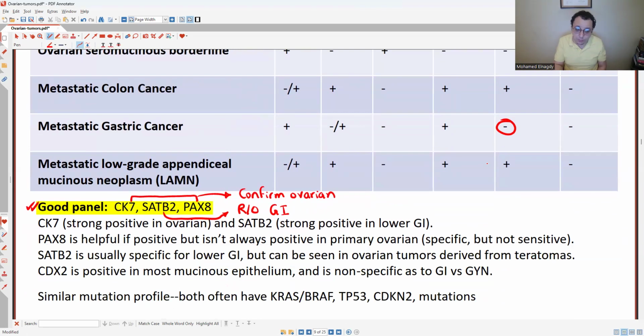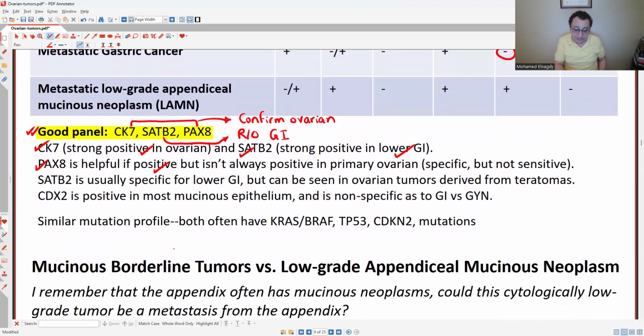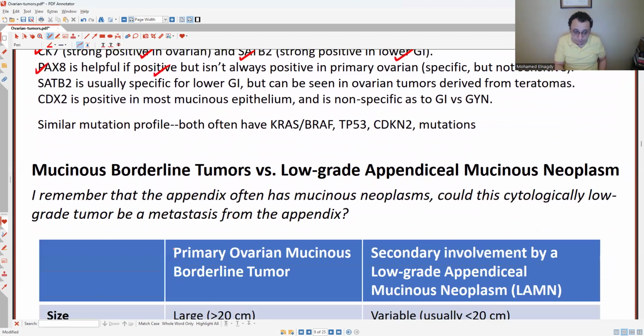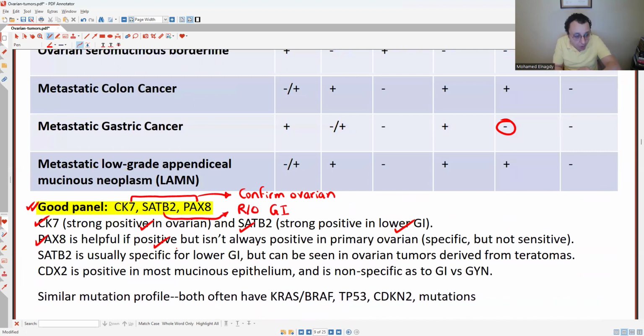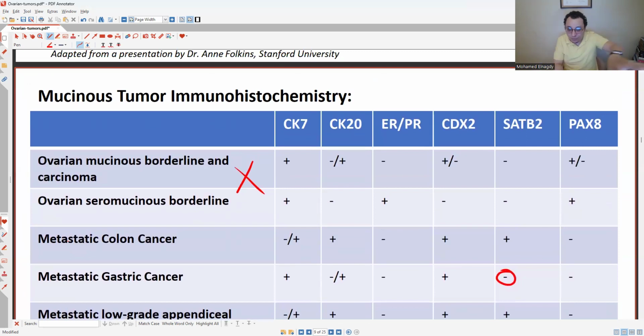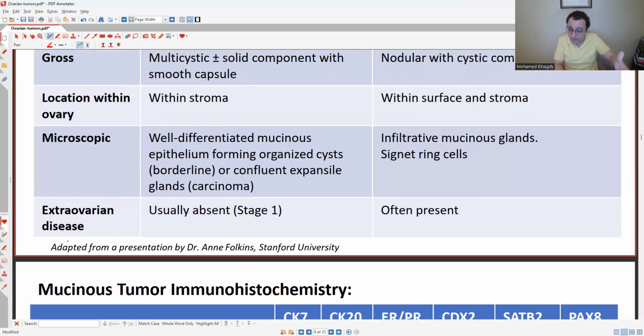But he's saying that this is a good panel. At least you order these three IHCs because CK7 would be strongly positive in ovarian. SATB2 would be strongly positive in lower GI, not of course in the upper GI, because stomach is upper GI. And PAX8 would be helpful if positive, but it's not always positive in primary ovarian. That's why we complement it with CK7, because sometimes you might have PAX8 negative ovarian lesions. So that's the only thing that I need you to memorize from this whole thing. You don't need to bother yourself with this table, but of course it's good to read.